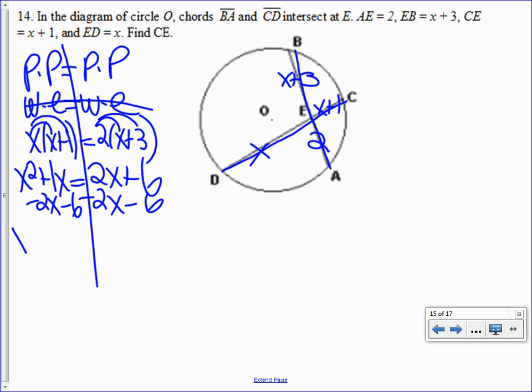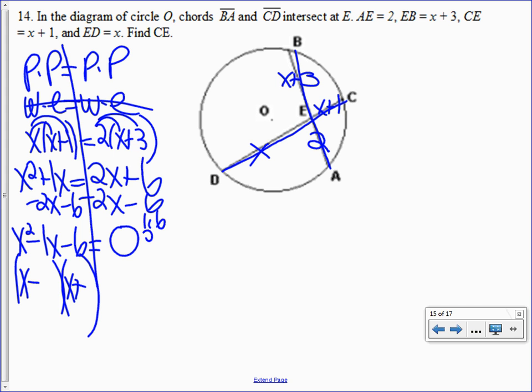I get x squared minus 1x minus 6 equals 0. Party time. A party with bubbles, which of course means to factor. First line comes down, negative times a positive is a negative. What multiplies to 6? 1 and 6, 2 and 3. Which pair subtracts to 1? 2 and 3. Bigger number goes first.